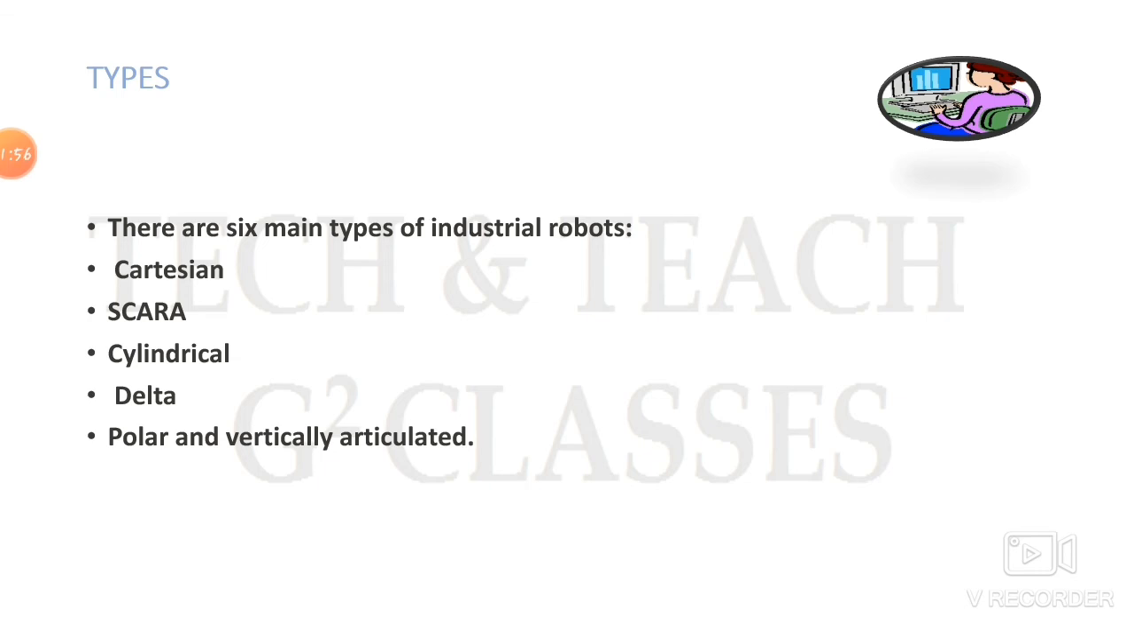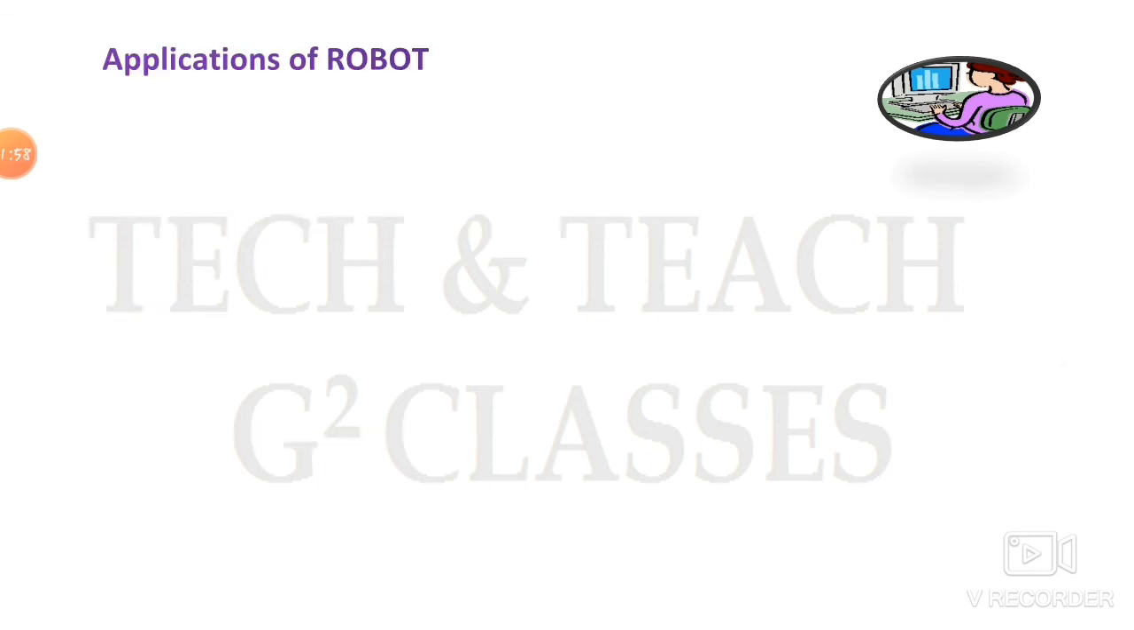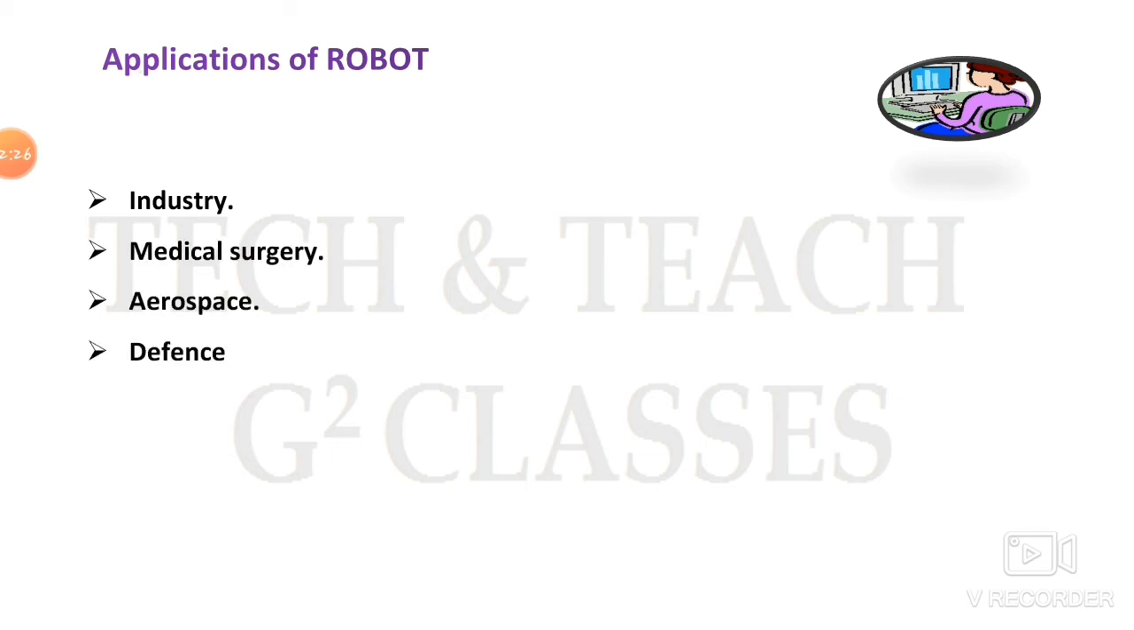Next, application of robot. Everyone knows the application of robot. Where will you use a robot? In your industry, definitely we will use it in industry, right? Next, in medical surgery. Nowadays they are using it for medical surgery also. Okay, and also in aerospace, like defense, military. You know, almost all the sectors, they are using robots nowadays. So I will mention one by one: industry, medical surgery, aerospace, defense. Okay, understood?